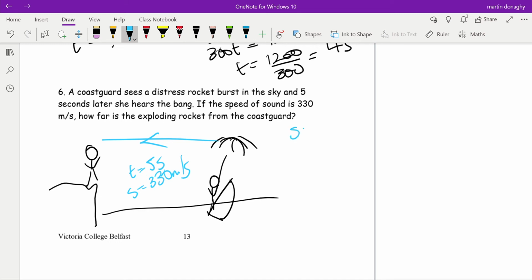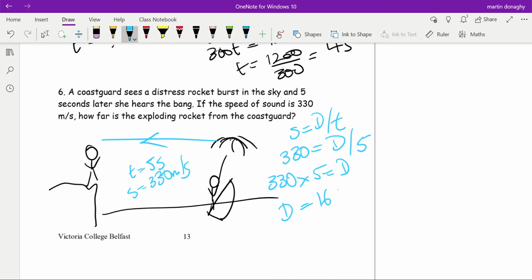Therefore, it is just speed equals distance divided by time. We don't have to do anything with those numbers. Time is 5 seconds. So 330 times 5 gives you the distance. Distance is then 5 times 330, 1650 meters.